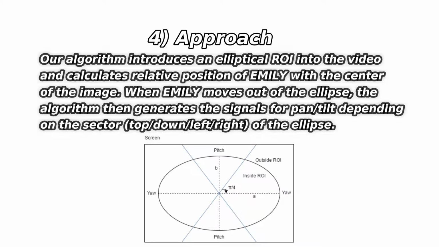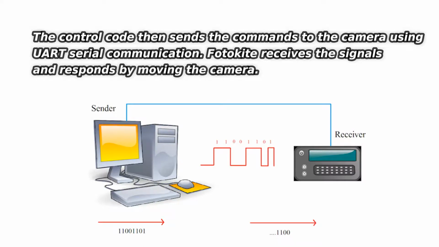Our algorithm introduces an elliptical region of interest and calculates the relative position of the USV with the center of the image. When the USV moves out of the ellipse, the algorithm generates pan and tilt signals to move the camera and bring the USV back in view. The signals generated are sent to the Photokite's ground station using serial communication.